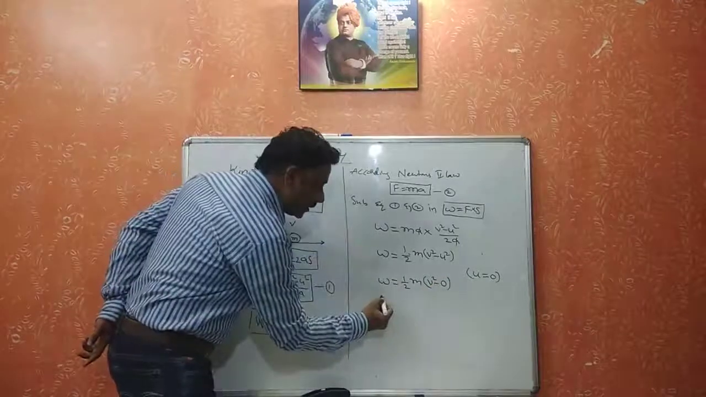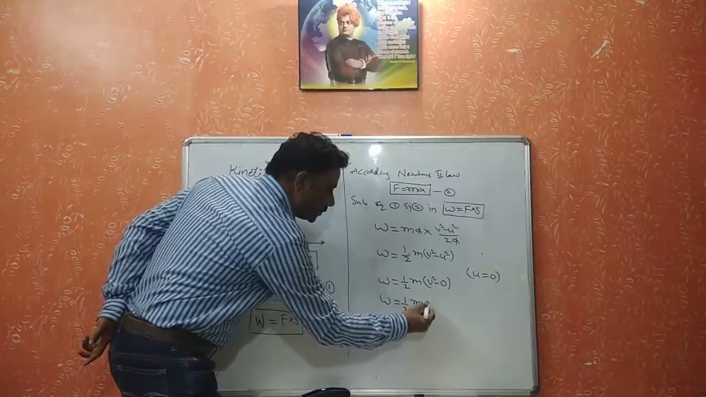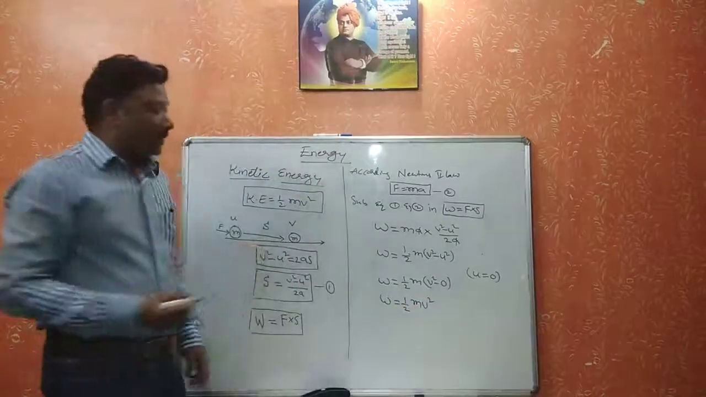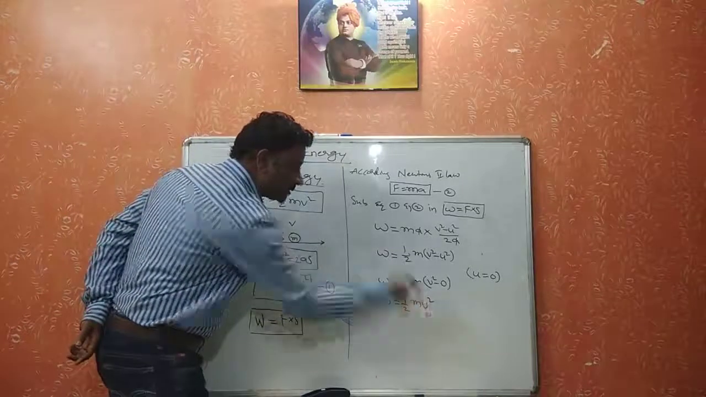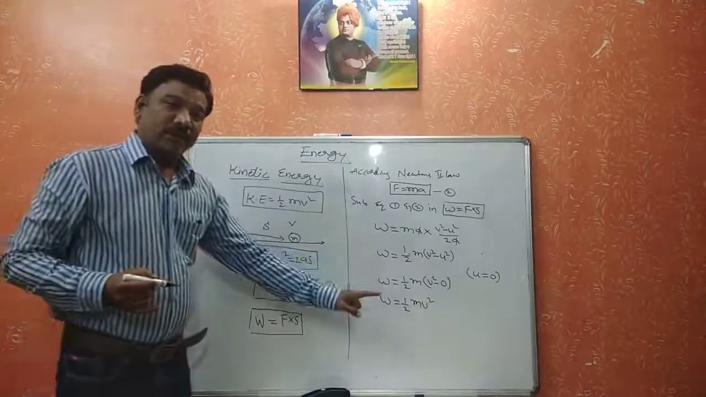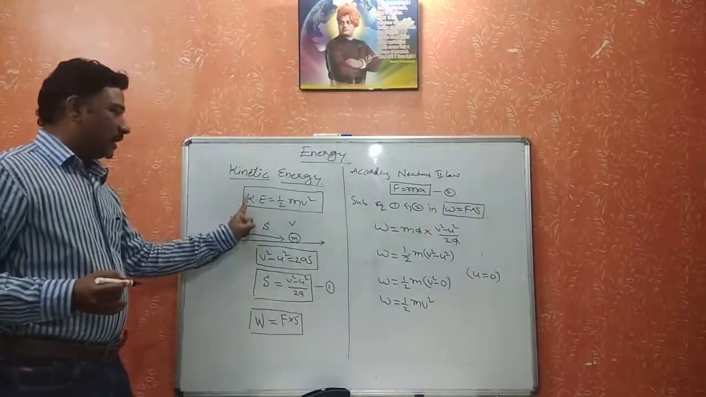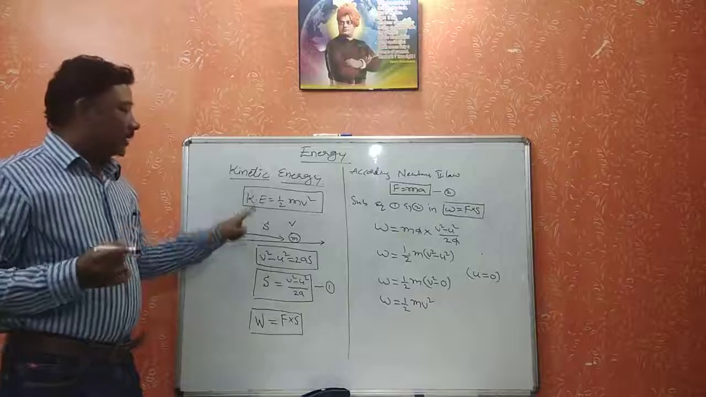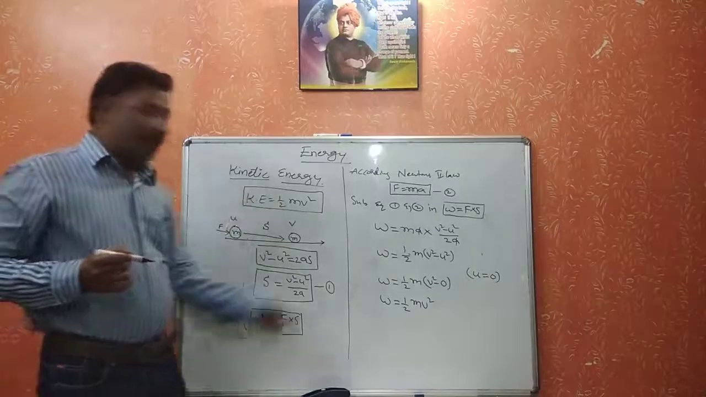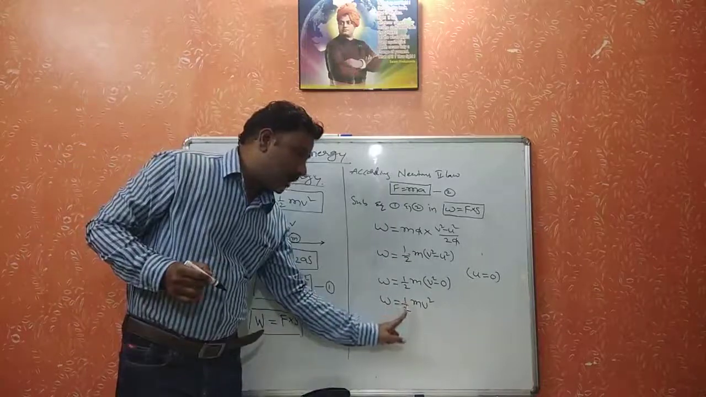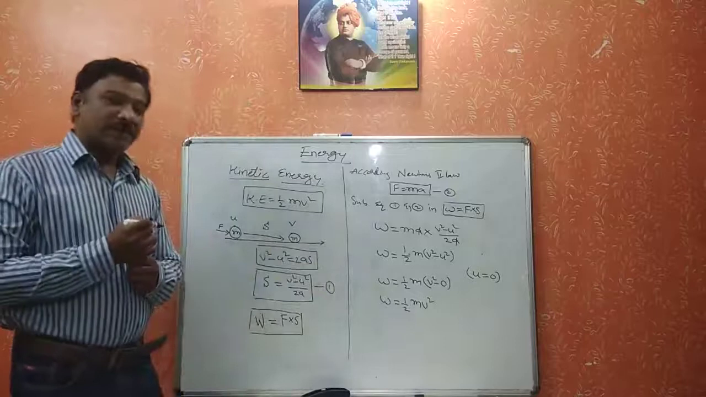Then what can we get here? W is equal to 1 by 2 into m into v square. But here we got W is equal to half mv square, and our task is to derive the equation for kinetic energy. Here we have the equation KE is equal to half mv square, and here we got W is equal to half mv square. Then how can we equalize these values?